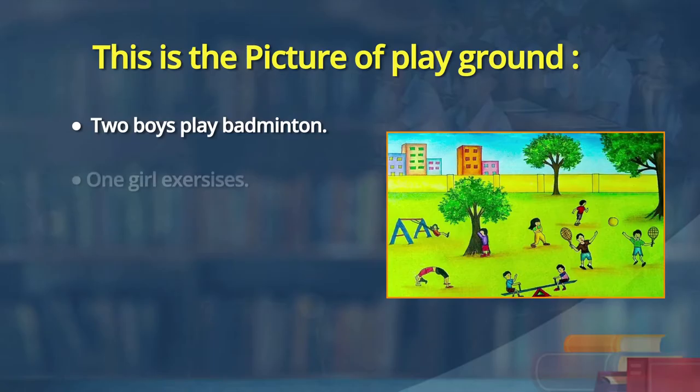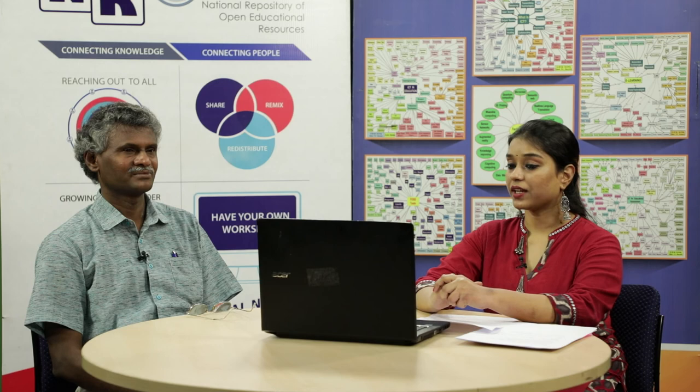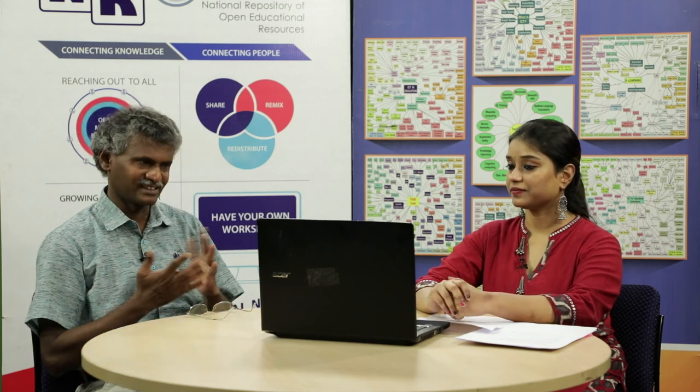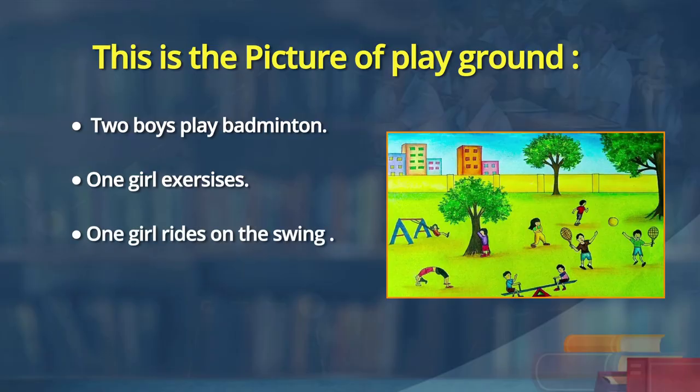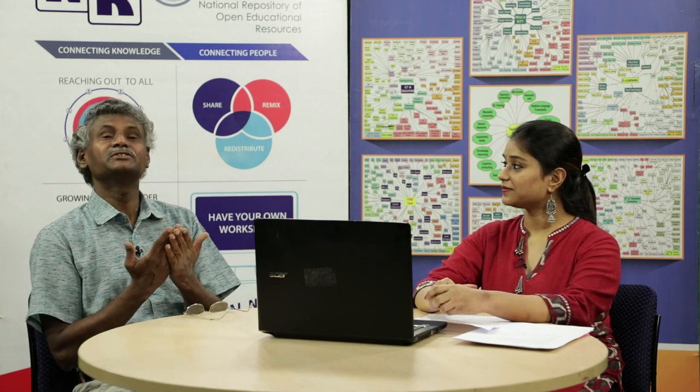One girl is doing exercise. One girl exercises. One girl is riding on the swing. She rides on the swing. One boy plays hide and seek. How can one boy play? With his friends. All right, fine. So, like that, learners, any picture you take up, try to describe in simple present first.